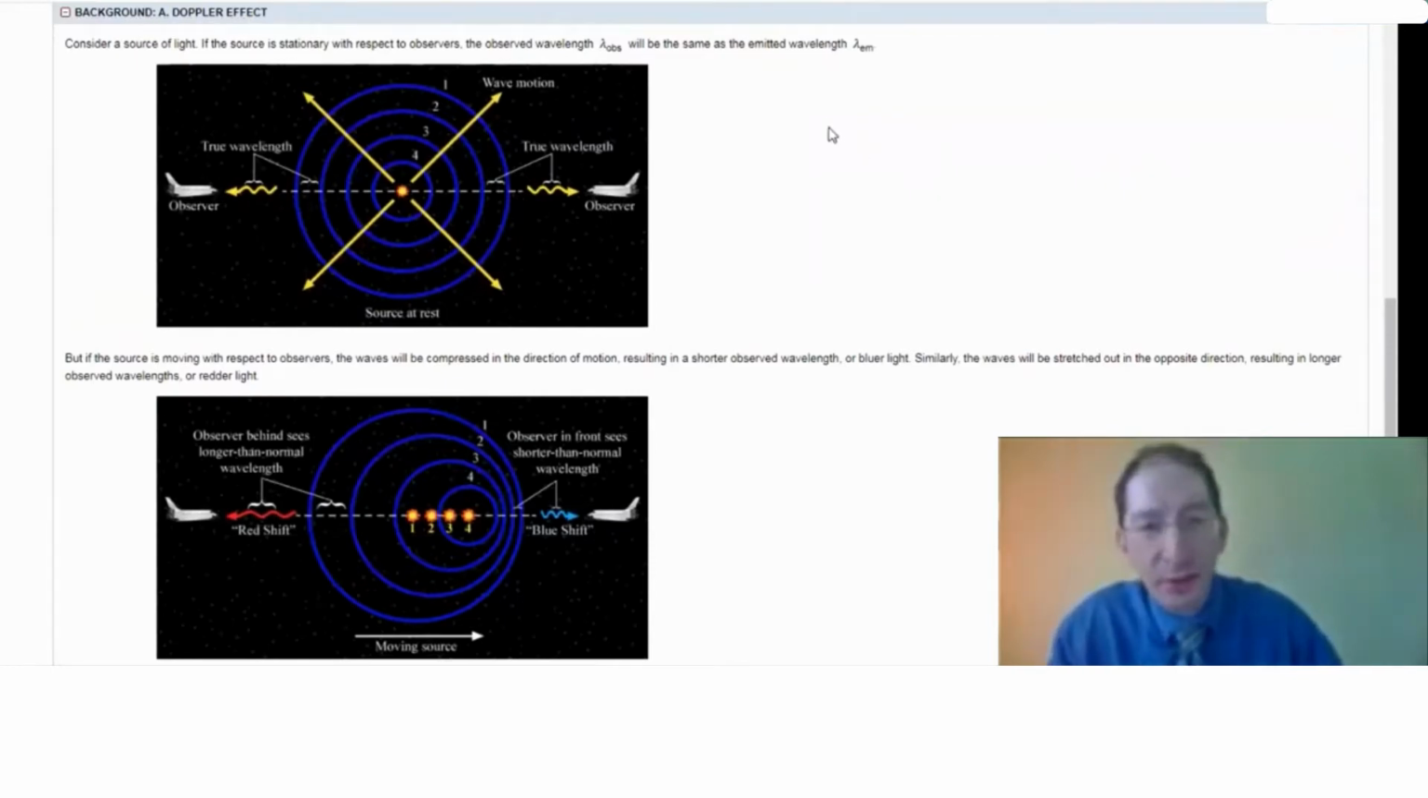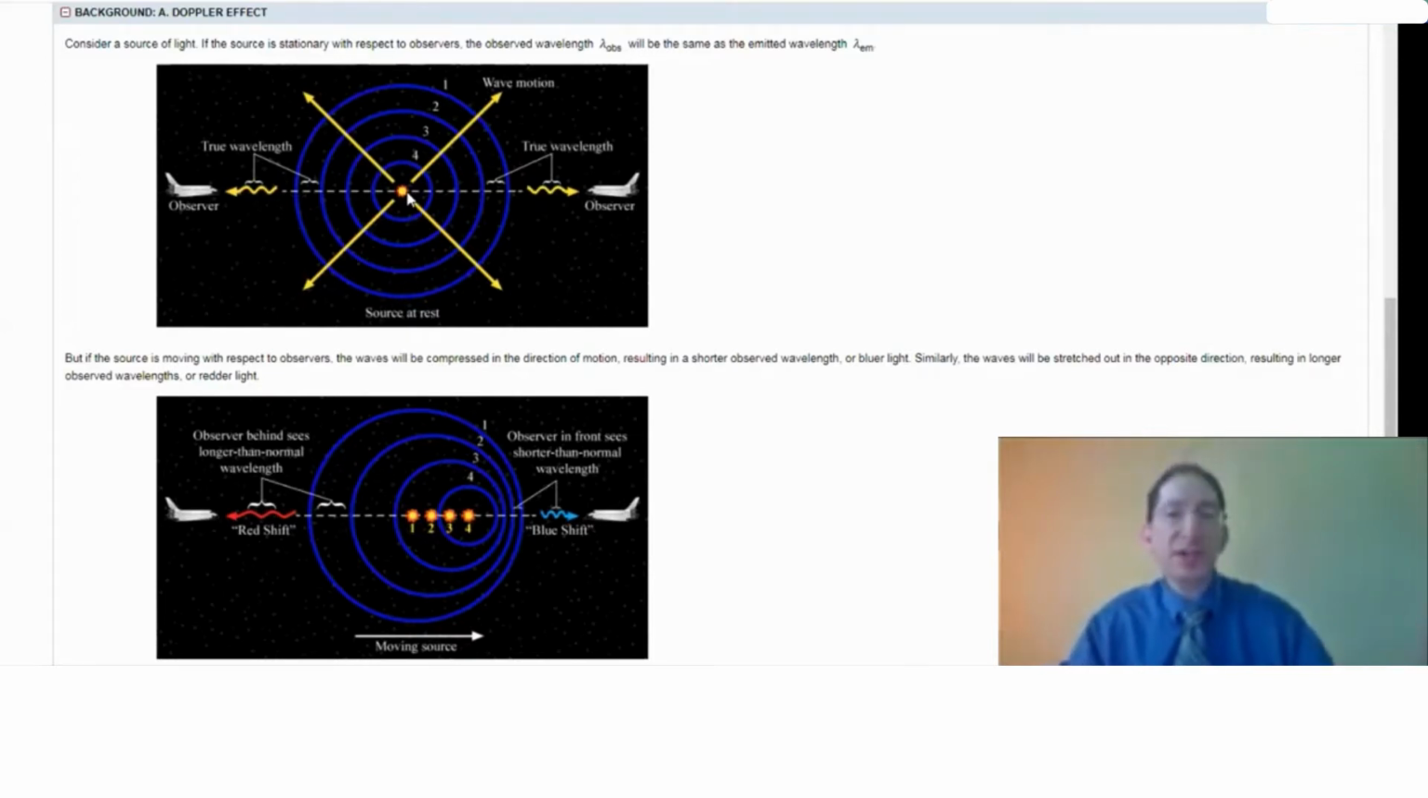To understand the Doppler effect, first consider a source that's stationary with respect to observers on either side of it. And suppose the source is emitting light of a particular wavelength, where the blue circles correspond to the crests of that wave. This circle corresponds to the crest that was emitted at time 1, this circle to the crest that was emitted at time 2, time 3, time 4, and another crest is being emitted now at time 5.